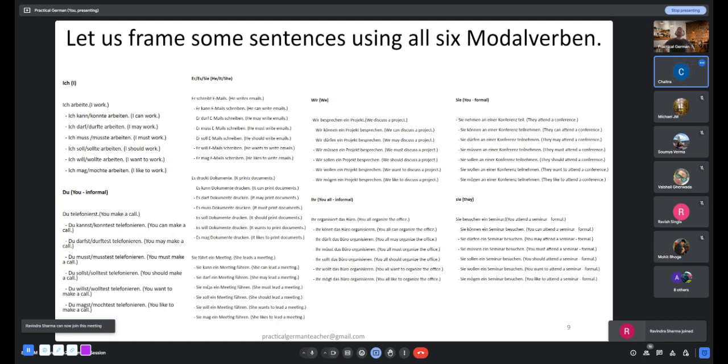Wir besprechen ein Projekt. Wir können ein Projekt besprechen. Wir dürfen, right? So this "be", so this is something. I mean, I think I taught in A1 and I said it's not important, but I think I should not have said that. So when you say besprechen, it has the prefix "be", right?